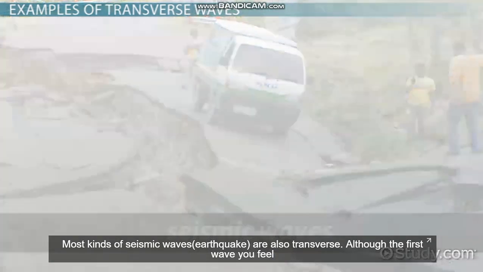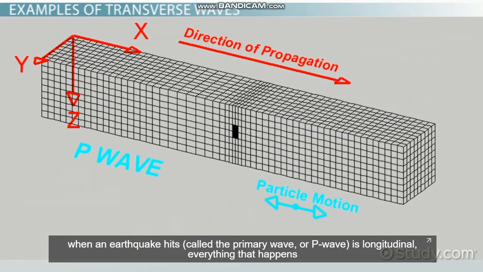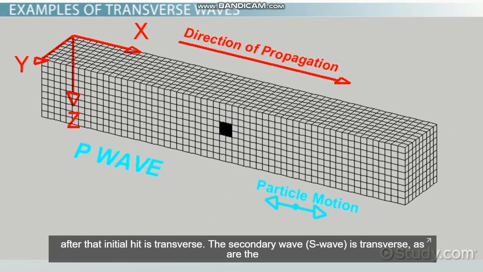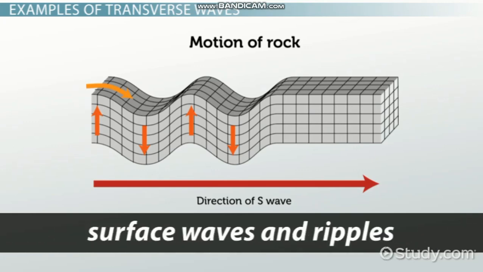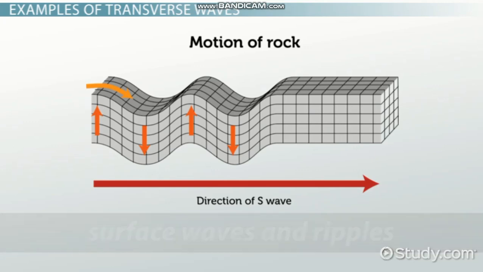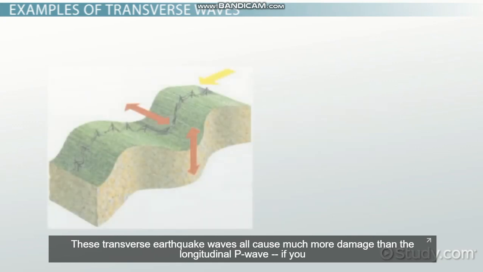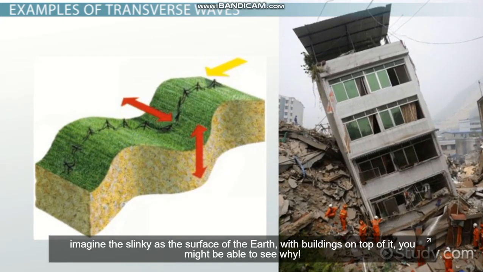Although the first wave you feel when an earthquake hits, called the primary wave or P wave, is longitudinal, everything that happens after that initial hit is transverse. The secondary wave, S wave, is transverse, as are the surface waves and ripples that follow. These transverse earthquake waves all cause much more damage than the longitudinal P wave. If you imagine the slinky as the surface of the earth with buildings on top of it, you might be able to see why.